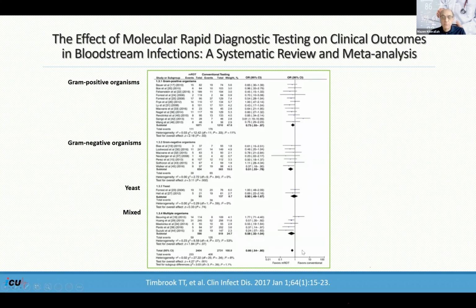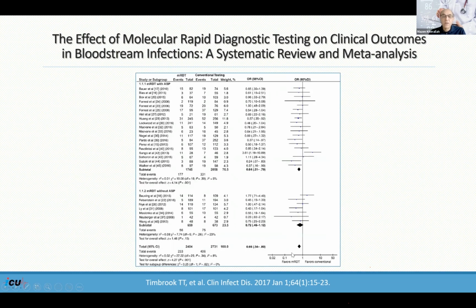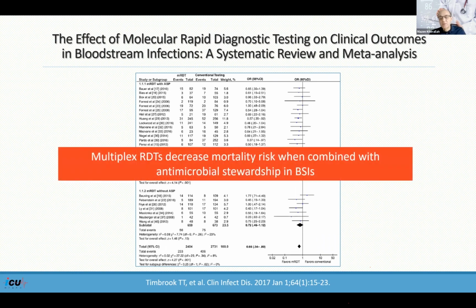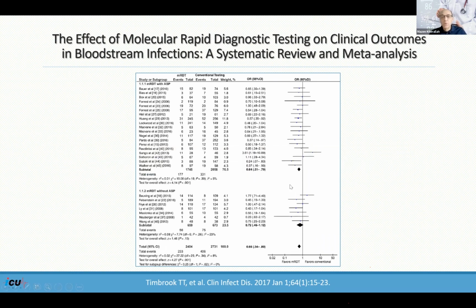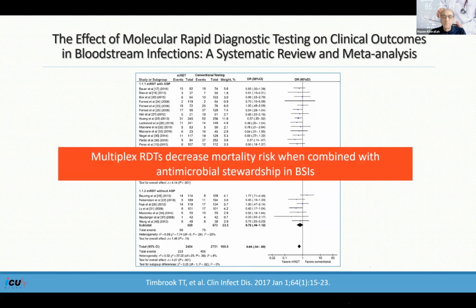Altogether, there's improved mortality. However, when they looked at whether these test results were used within antimicrobial stewardship program compared to no antimicrobial stewardship program, you can see the improved mortality was only seen when used within the antimicrobial stewardship program. And antimicrobial stewardship is not necessarily a team that you have in the hospital. It is an action you do on the results of these tests.